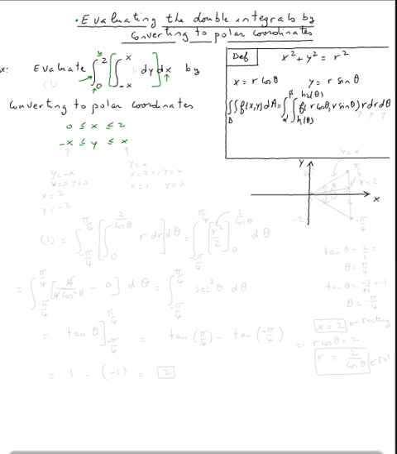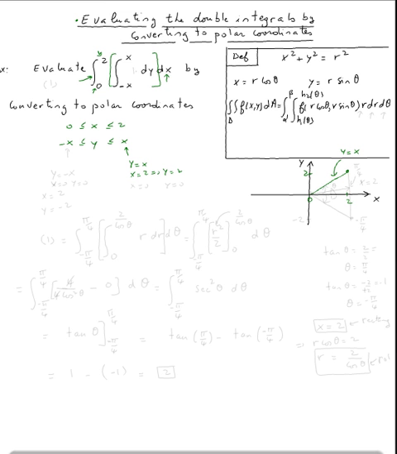So we need to convert it to polar. Before we do that, we need to draw our region. We know x goes from 0 to 2. Now we need to draw y equal x and y equal negative x. Let's start with y equal x. When x is equal to 2, y is going to be equal to 2. So here's y equal x.